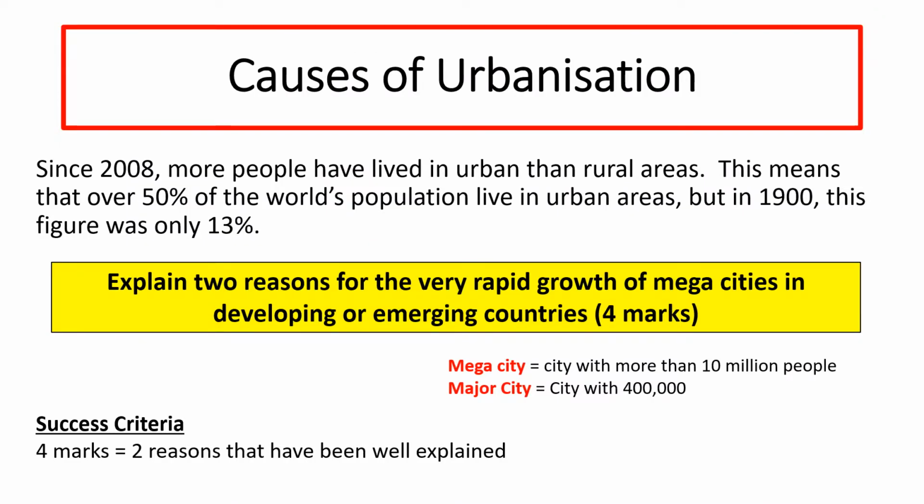Now here's an example of a question you can get in the exam. I've given a small piece of information there, in fact, the trend that we talked about earlier. That over 50% of the world's population live in urban areas. But in 1900, this figure was only 13%.